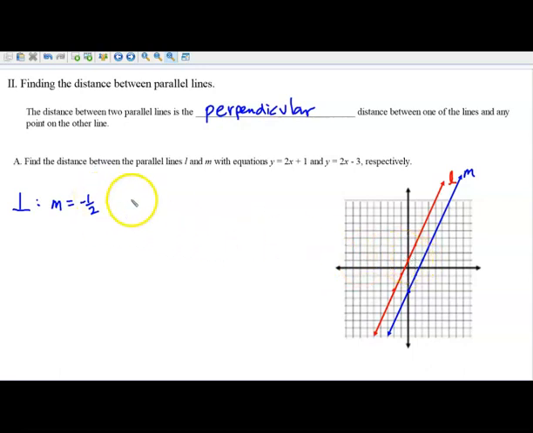So let's just say that we're going to use the y-intercept of L, which means B is going to be positive 1. So that makes it easy to find the equation for the line that's perpendicular. That's y equals negative 1/2 x plus 1. All right. And so now what I'm going to do is find out where that actual point of intersection is.